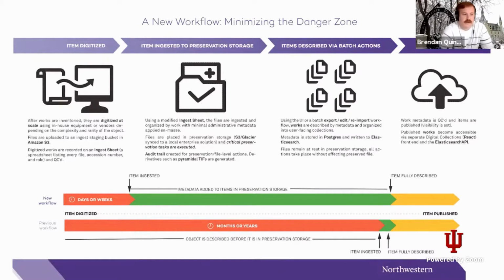So our new focus is on that red area we lovingly call the danger zone, where our items aren't being really tracked except for manual processes and spreadsheets and stuff like that. So what we are aiming at is to get items out of the danger zone and into a system that we manage, and then describe those materials while they're in a place of relative safety.